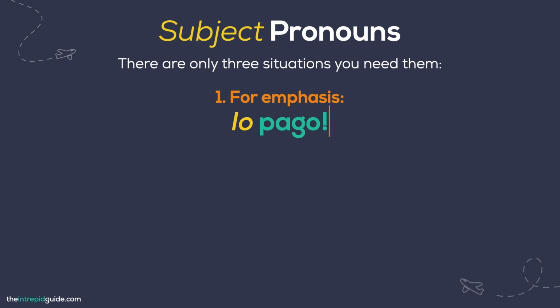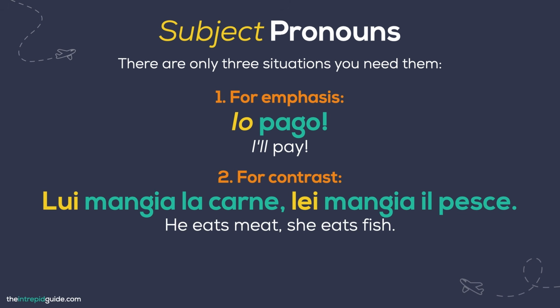For emphasis, for example, io pago, I'll pay. For contrast, for example, lui mangia la carne, lei mangia il pesce. He eats meat, she eats fish. And for clarity with lui, lei, when the verb ending doesn't make it clear if you mean he or she.